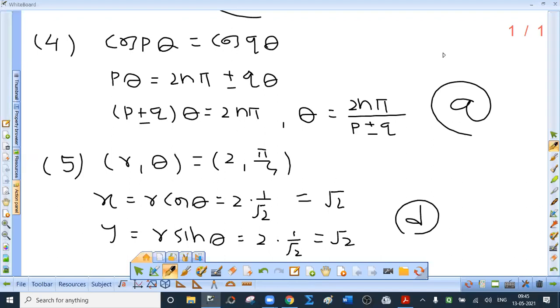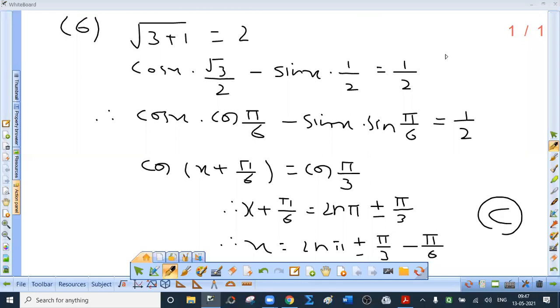Fifth one, if polar coordinates of a point are 2, pi by 4, then its Cartesian coordinates are. See, polar coordinates are 2, pi by 4 means r is 2 and theta is pi by 4. So x is r cos theta, that is 2 into, what is cos pi by 4? 1 by root 2. 2 by root 2 is root 2. Y is r sin theta, that is 2 into sin pi by 4, again 1 by root 2. So root 2, root 2. Correct option is D.